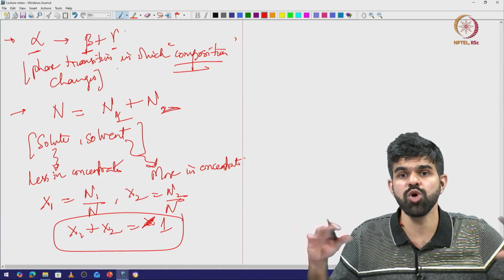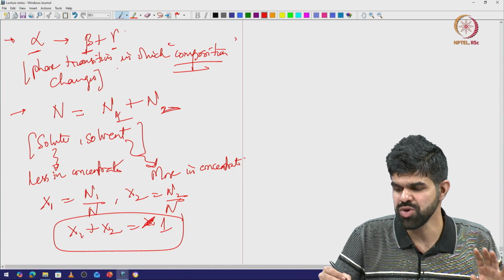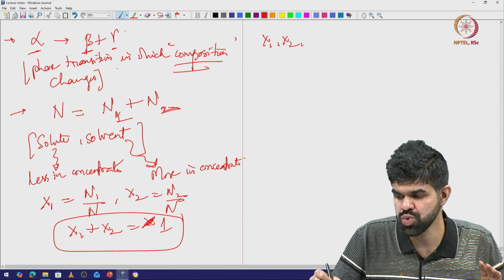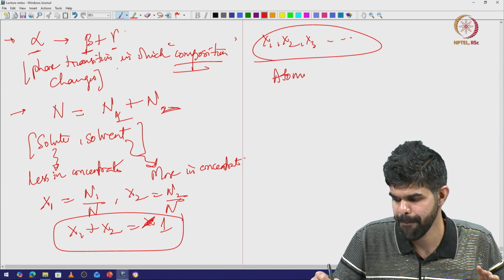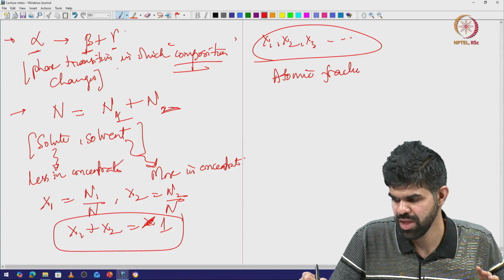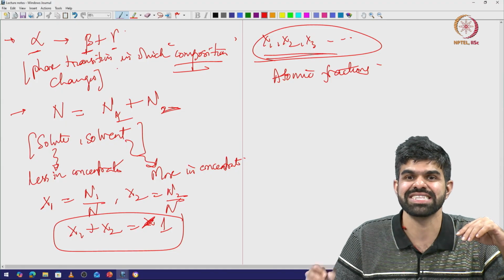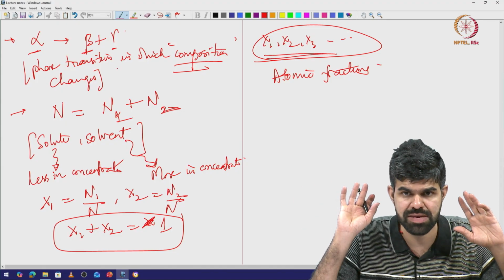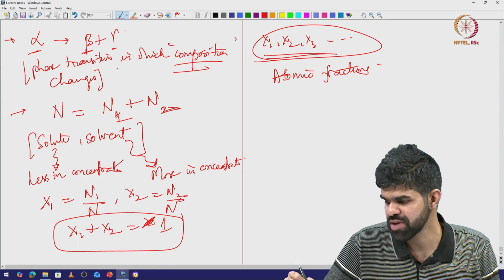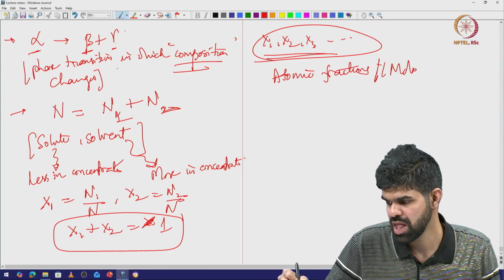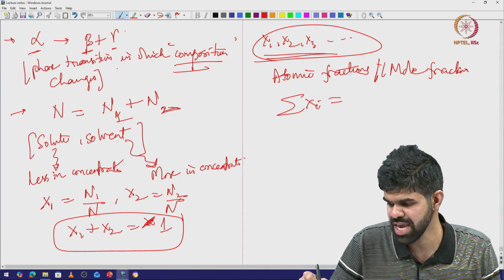So, I can have more mass, I don't mind that, but the variables that I am going to change are x1, x2, x3 and so on and so forth. These are the atomic fractions. So, when I say composition, when I say concentration, I am actually changing these things. x1, x2, x3, these are the things I am going to change. These are the atomic fractions and or mole fractions. They are all related by sigma xi equal to 1.